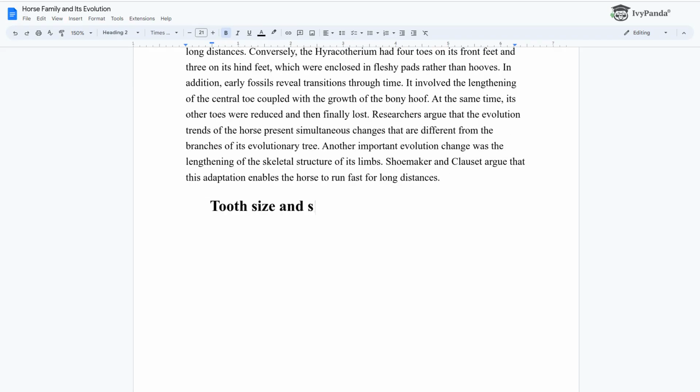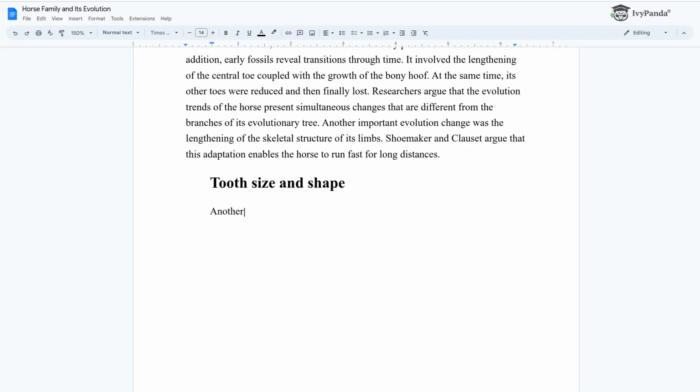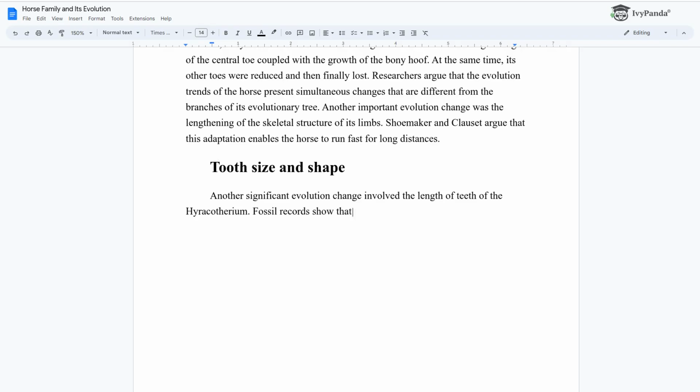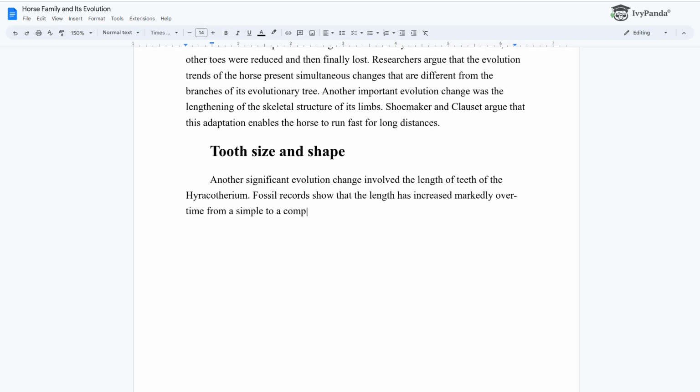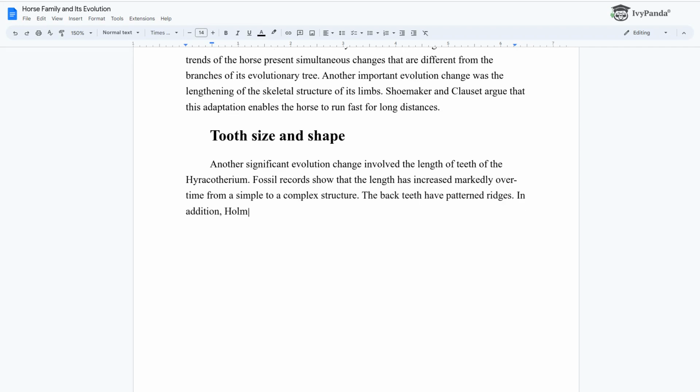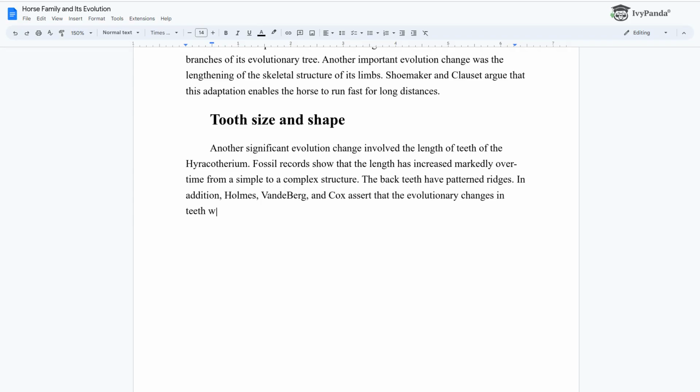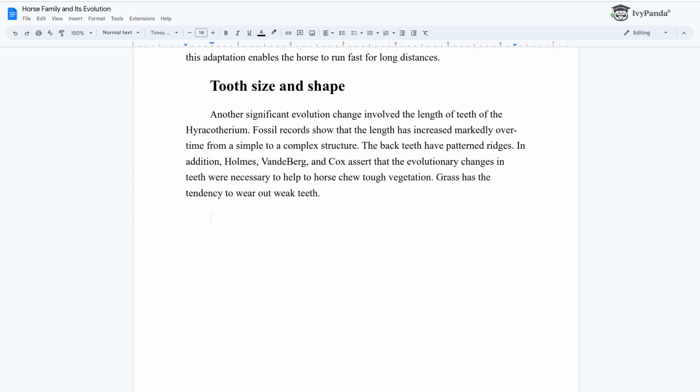Tooth size and shape. Another significant evolution change involved the length of teeth of the Hyracotherium. Fossil records show that the length has increased markedly over time from a simple to a complex structure. The back teeth have patterned ridges. In addition, Holmes, Vandenberg, and Cox assert that the evolutionary changes in teeth were necessary to help the horse chew tough vegetation. Grass has the tendency to wear out weak teeth.